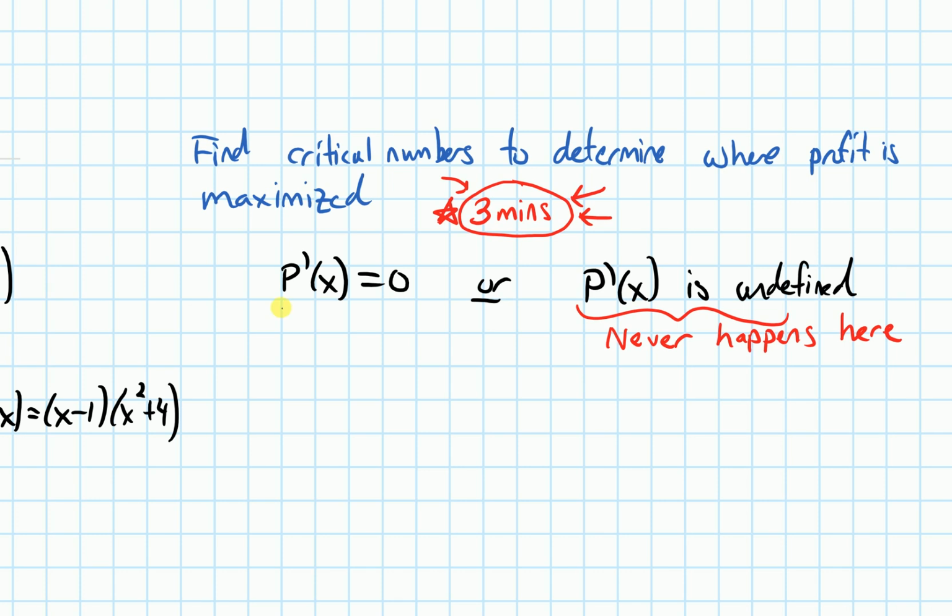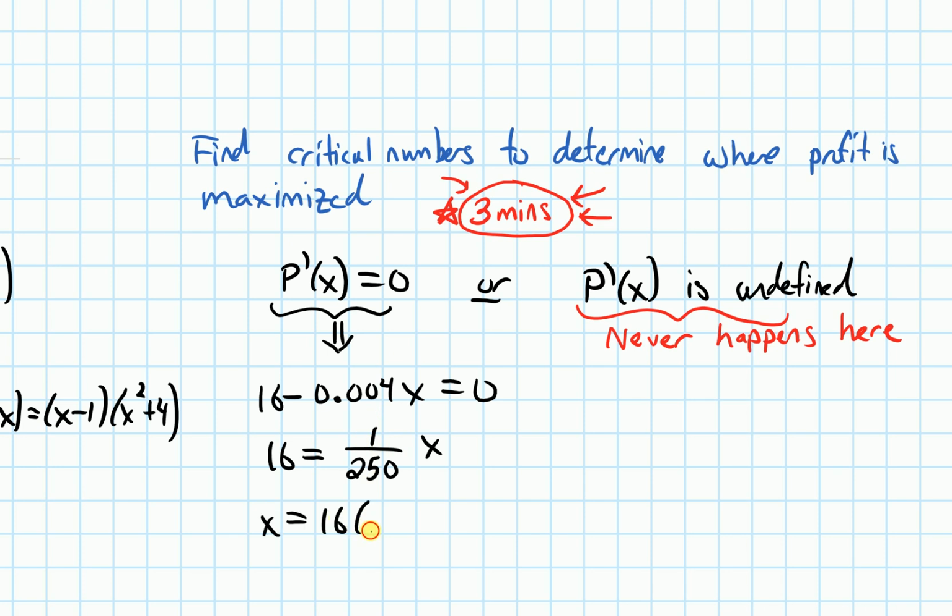Okay, so when is my derivative equal to 0? Well, our derivative was 16 minus 0.004x, and I need to set that equal to 0. If I isolate the 16, we get 16 equals, and then let me convert this decimal to a fraction. So 0.004 as a fraction is 1 over 250, if I work that out. And then I have x. Let's multiply both sides by 250 to get rid of this fraction. So we'll get x equals 16 times 250, or x equals 4,000 if we multiply that out.